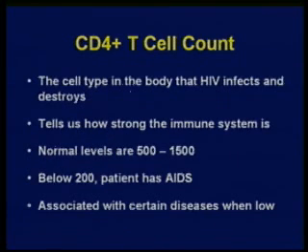So CD4 T cells, the cell type in the body that HIV infects and destroys, tell us how strong the immune system is. Normal levels are 500 to 1500, and below 200 someone has AIDS. It's associated with certain diseases when low.